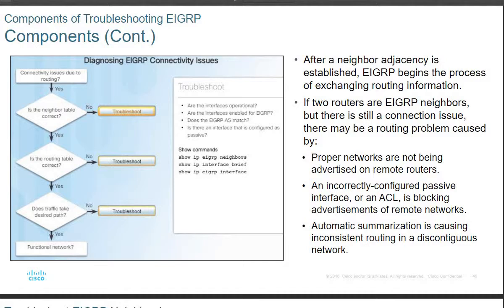Components of Troubleshooting EIGRP, continued. After a neighbor adjacency is established, EIGRP begins the process of exchanging routing information. If 2 routers are EIGRP neighbors, but there is still a connection issue, there may be a routing problem caused by the proper networks not being advertised on remote routers, an incorrectly configured passive interface or an ACL blocking advertisements of remote networks, or automatic summarization causing inconsistent routing in a discontiguous network.